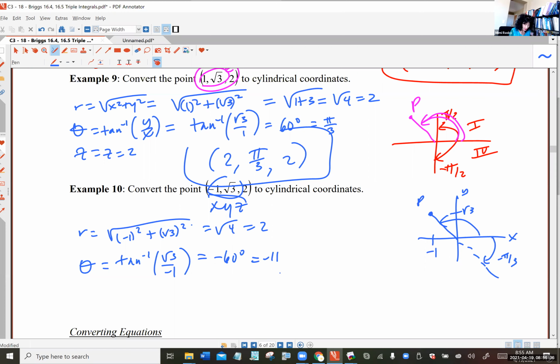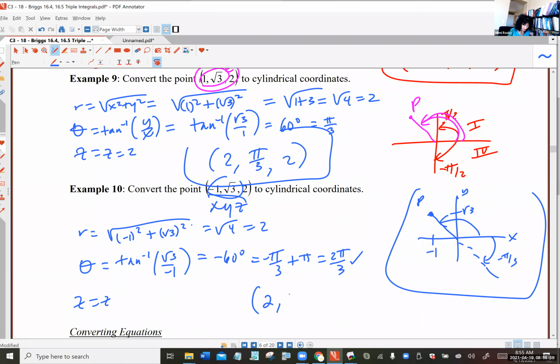But if you look over here at my diagram, that's not right. Negative pi thirds is not the angle, because the projection of point P in the xy plane is over there in quadrant 2. So you're going to have to add pi to correct it. So 2 pi thirds, that's correct. And then z is just z, which is 2. So now your (r, theta, z) is (2, 2 pi thirds, 2), and there's your final answer for cylindrical.